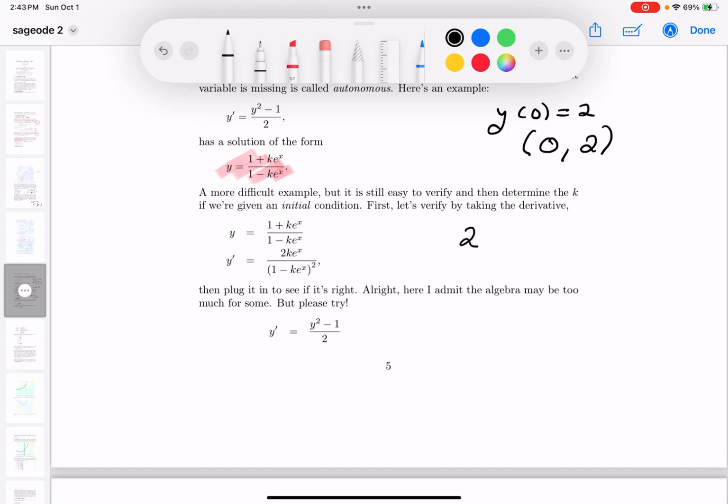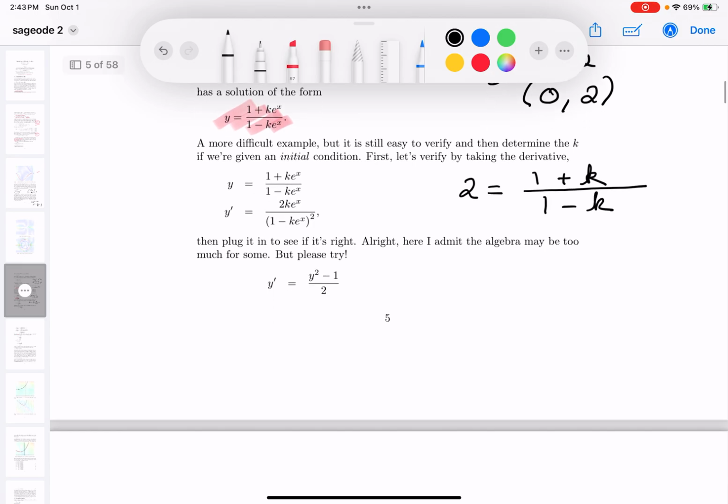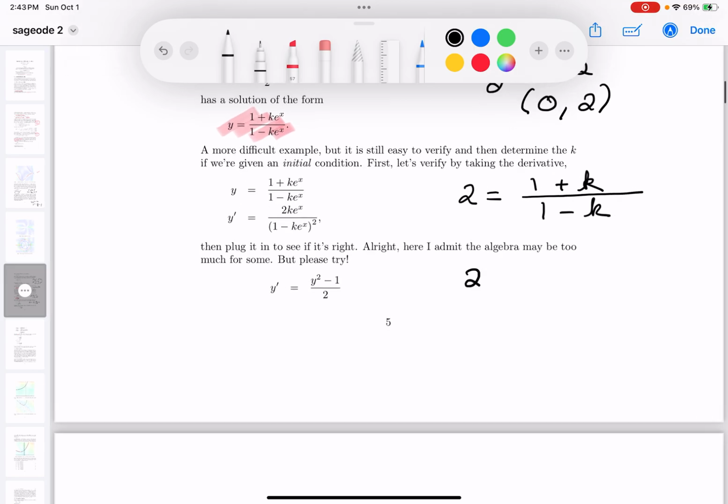That's what I'm going to do now. So the y is 2. You get 1 plus k. Well, e to the 0 is 1. On bottom, what do you get? 1 minus k. And again, e to the 0 is 1. This looks pretty simple. I multiply both sides by the LCD. What do you get? 2 minus 2k equals 1 plus k. Take 1 from both sides, you get 1. Add 2k to both sides, you get 3k. So what do you get there? I get k is 1/3. So I got my solution now.